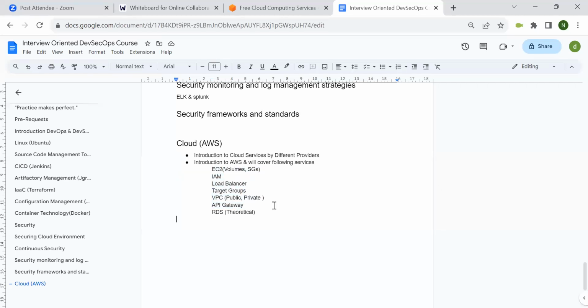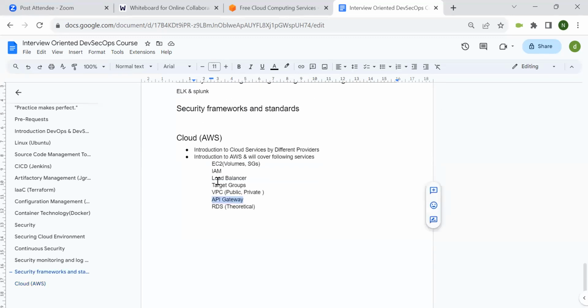Okay, especially you need to get hands on with everything except API gateway, whatever I mentioned here. Everything you have to get hands on except API gateway. API gateway is generally something you would be creating, but it will be used by the developers who would be exposing some APIs to the external world.